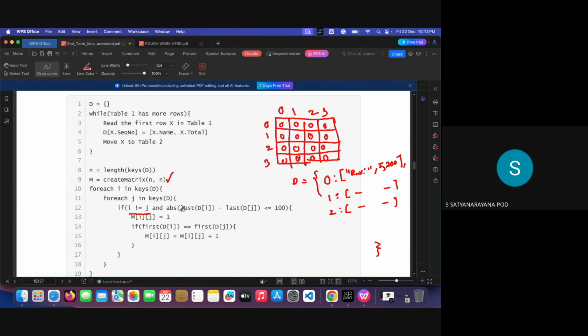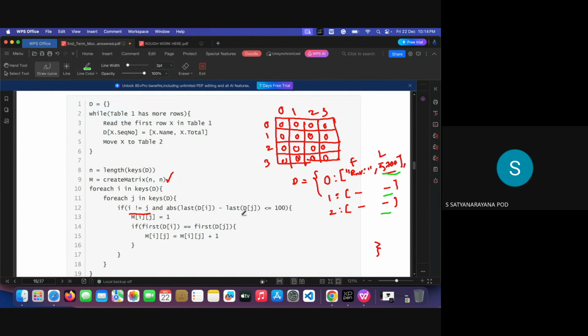The D of I of last. Here in this list, this is the first element, this is the last element. Is it right? Yes, sir. In the list, first and last is there. They are extracting only the last part. In every particular bill, they are trying to extract only the cost.